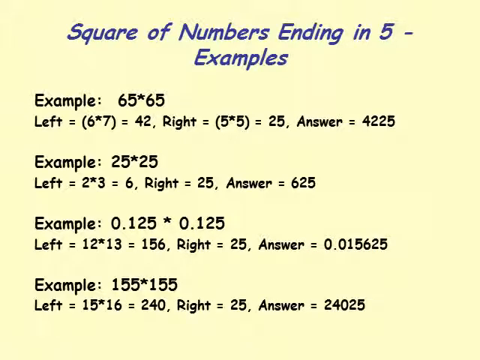0.015625. Continue. 155 times 155. Another example here. Left is 1 more than the 1 before. 15 times 16 is 240 on the left. Right is 25, 5 times 5. The answer is 24025.